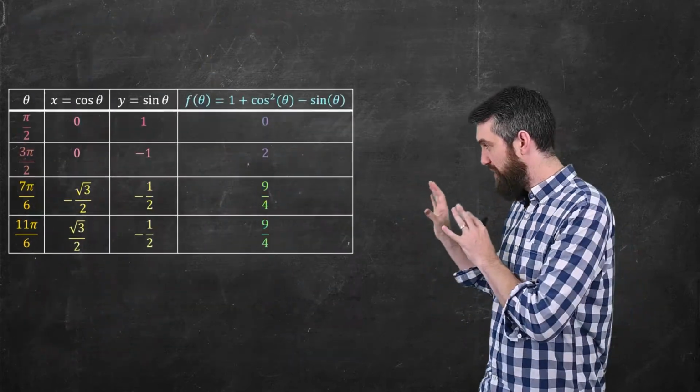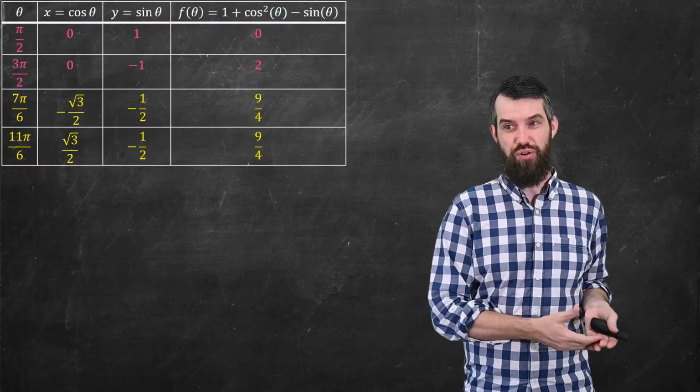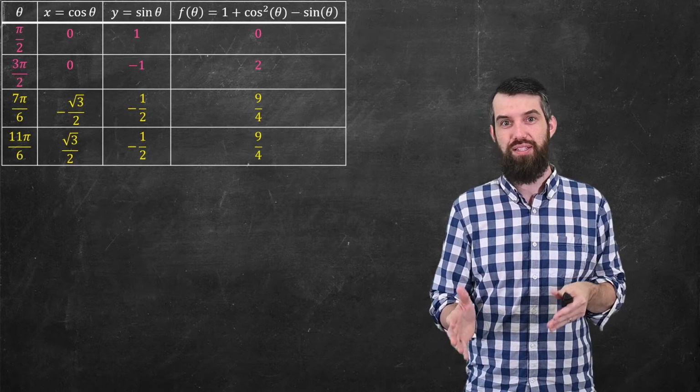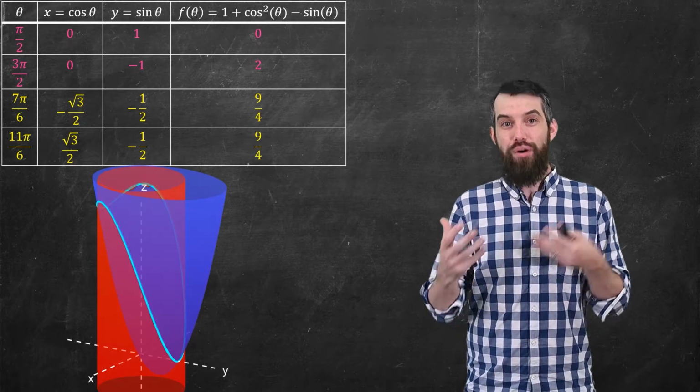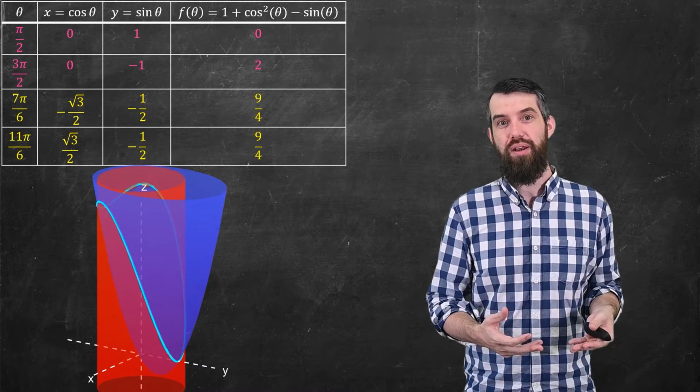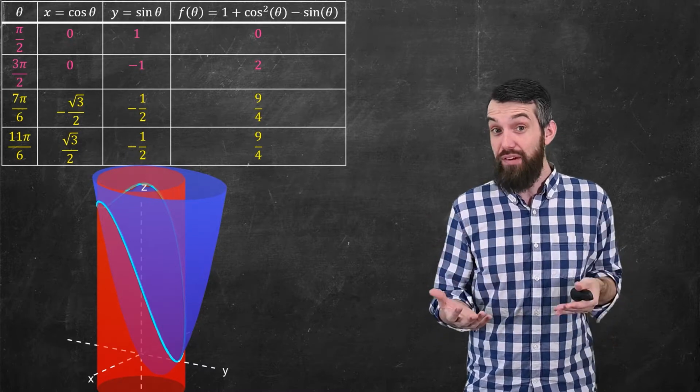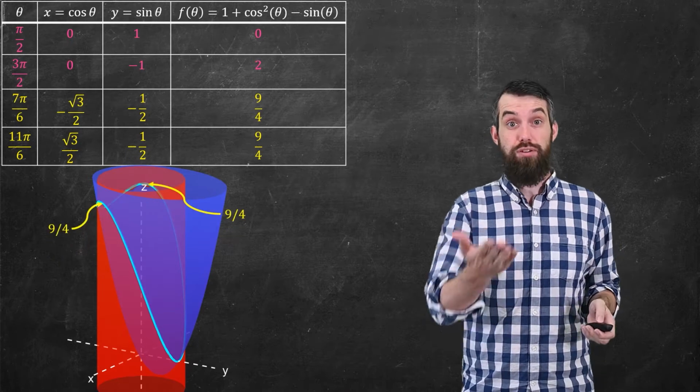Okay, so let's compare the table with our graphical picture here. I've color-coded everything so it identifies with what we've seen in the past. Now, I have 4 different points along the boundary here, and perhaps I'll say the biggest of them is the 9/4, and there are 2 of them.